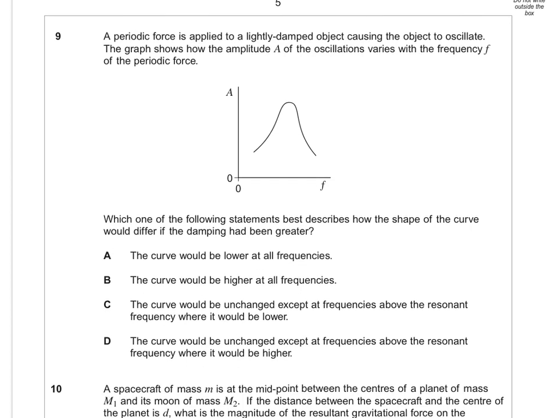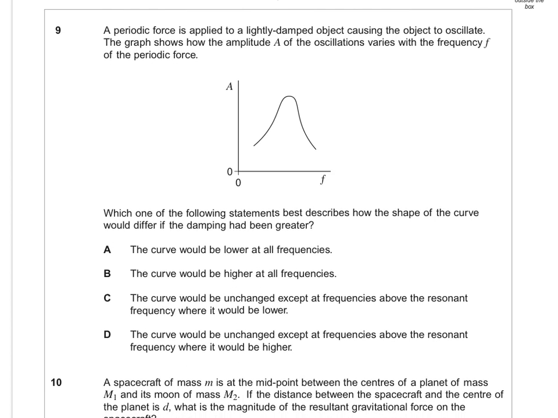Okay, so a periodic force is applied to a lightly damped object, causing the object to oscillate. The graph shows how the amplitude of the oscillations varies with the frequency of the periodic force. Which one of the following statements best describes how the shape of it would differ if the damping had been greater? So damping essentially causes the amplitude to be reduced at all points. So we're looking for the curve to be lower at all the frequencies, which is that one, so we got that straight away.